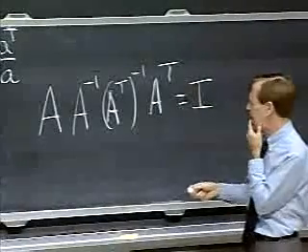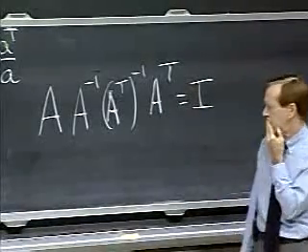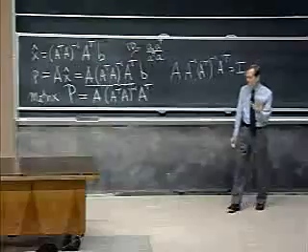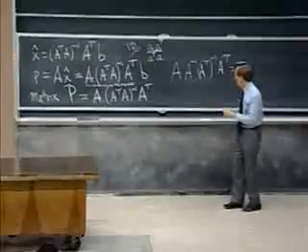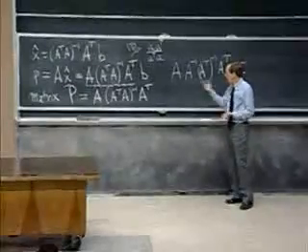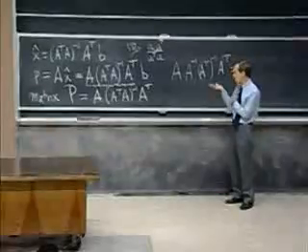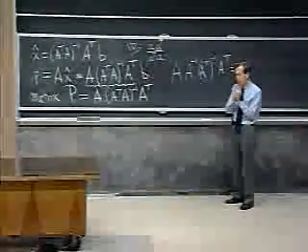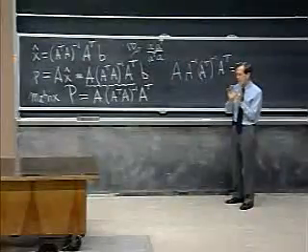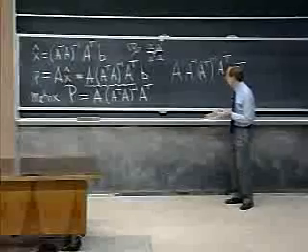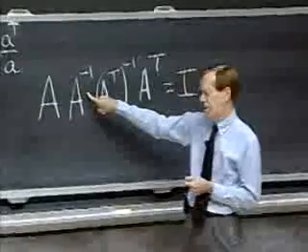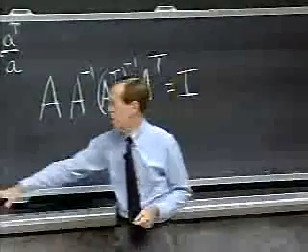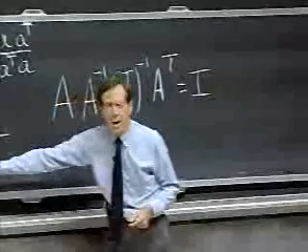But what's going on? My question is, somehow I did something wrong. That wasn't allowed. And why is that? Because A is not a square matrix. A is not a square matrix. It doesn't have an inverse. So I have to leave it that way.